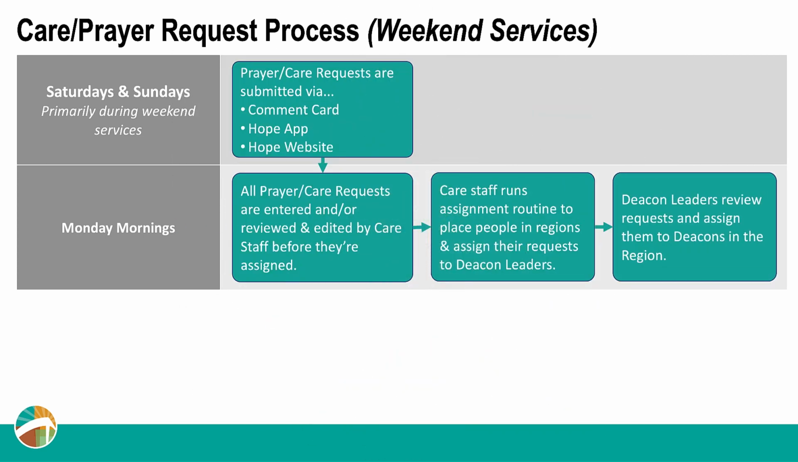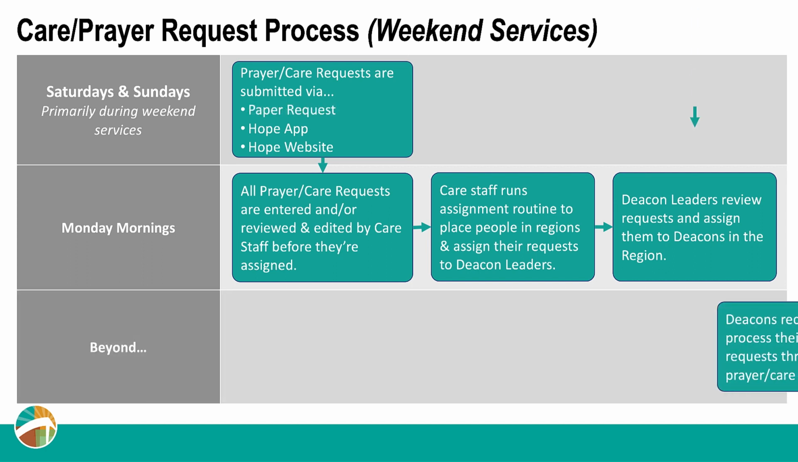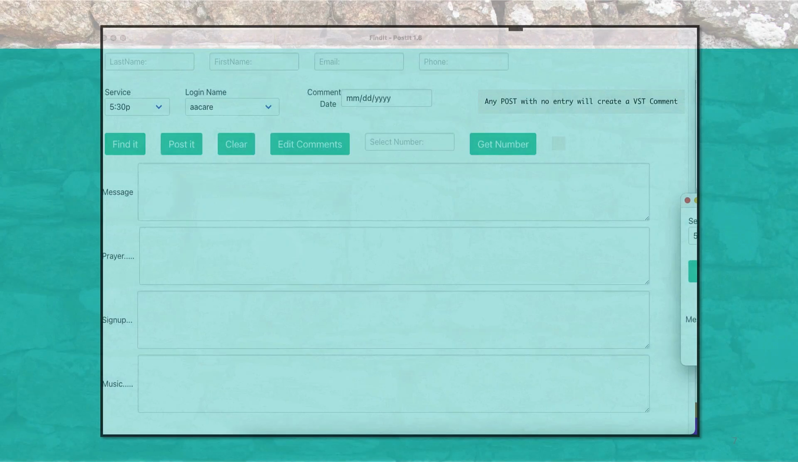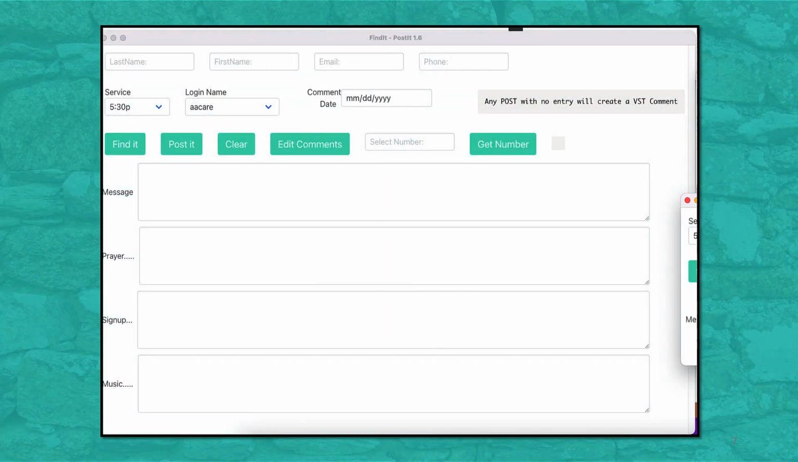Once they're in the regions and their prayer requests are assigned, that application assigns them to deacon leaders who review these prayer requests, and then they in turn assign them out to deacons in their areas or regions. And then beyond Mondays, the deacons receive their prayer and care requests, and they go ahead and process them, reach out to folks, do what they need to do, and manage all that through the prayer and care app.